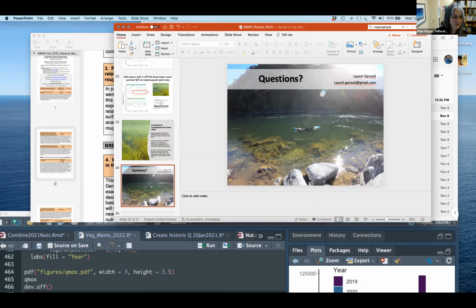Thanks, Laurel. All right. And there's a few more questions here from Allison O'Dowd at Cal Poly Humboldt. How do you expect the longitudinal patterns to change downstream of Iron Gate Dam after dam removal? That's for the GPP, rooted macrophytes and filamentous algae. Which longitudinal patterns? So longitudinal from Iron Gate Dam down to the mouth.